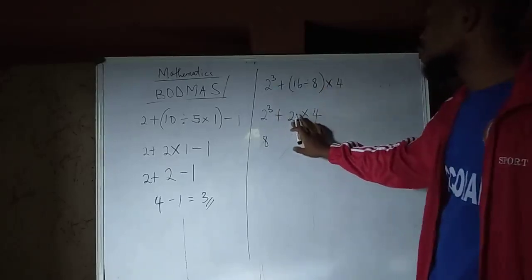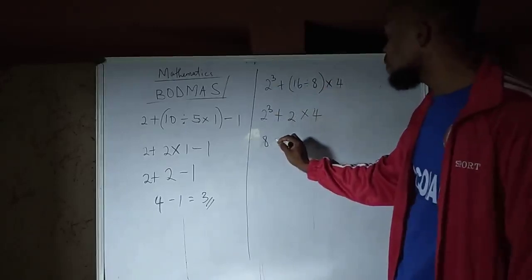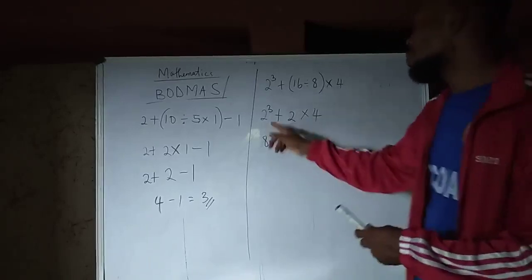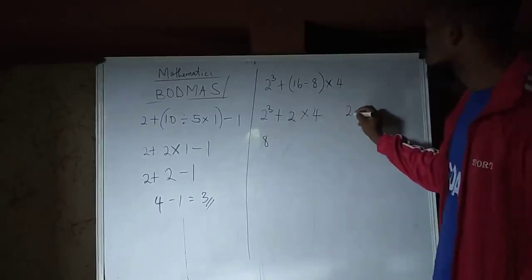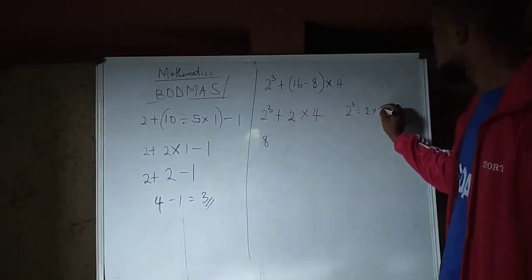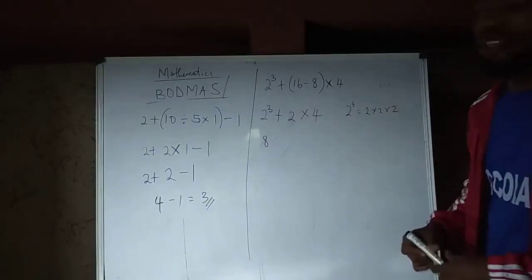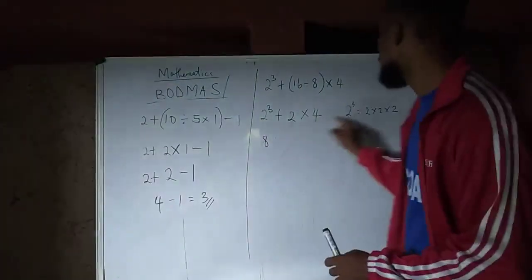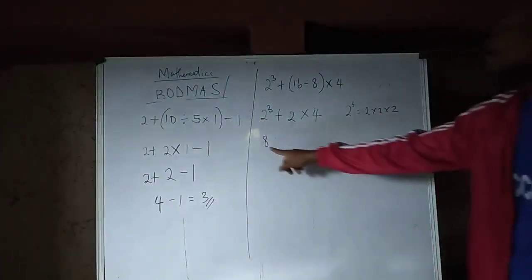You get that, right? Now with this, I'm going to have 8 plus 2 times 4, because 2 raised to the power of 3 is 8. That's 2 raised to the power of 3 means 2 times 2 times 2. It does not mean 2 times 3. Okay, so that's why I have 8. 2 times 2 is 4. 4 times 2 is 8.